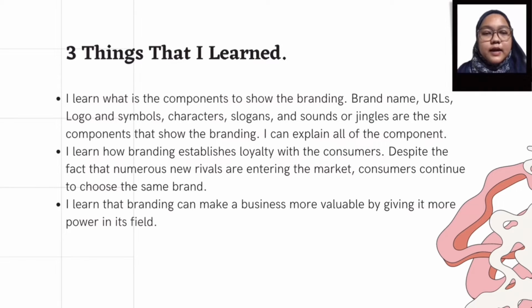Next, I learned how branding establishes loyalty with consumers. Despite the fact that numerous new rivals are entering the market, consumers continue to choose the same brand. For example, Gardenia bread has a devoted following of consumers. Although there are many new bread brands on the market, people still choose Gardenia. Lastly, I also learned that branding can make a business more valuable by giving it more power in its field.